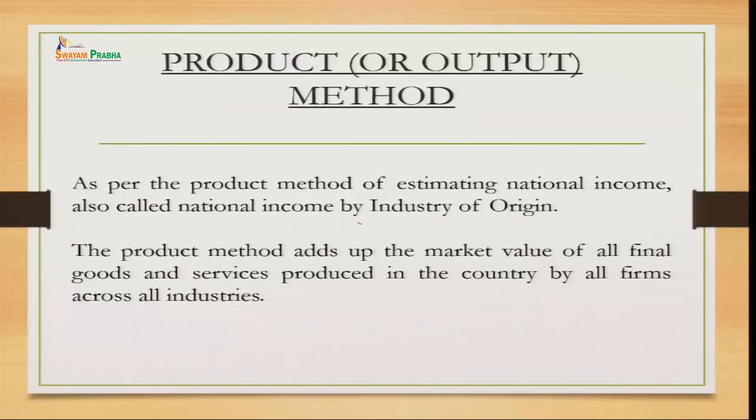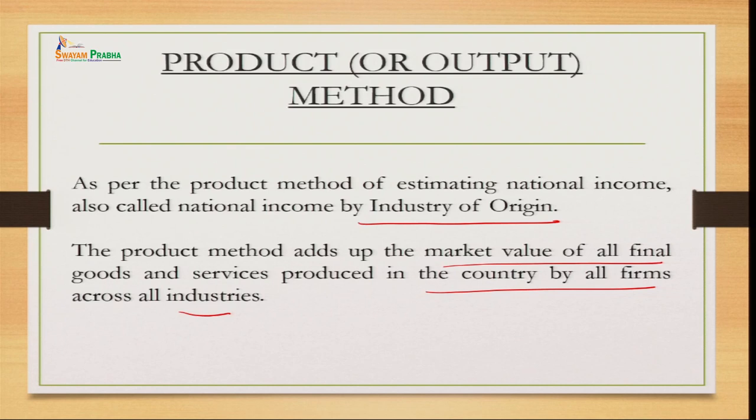So first we are going to talk about the product method. This is the very first method, you can say, and this is the method which has been called industry of origin, right? Because industries are originated for the production purpose, right? So the product method, basically what do they add up? The market value of final goods and services produced by the people or by all the firms in the country across all industries, right?